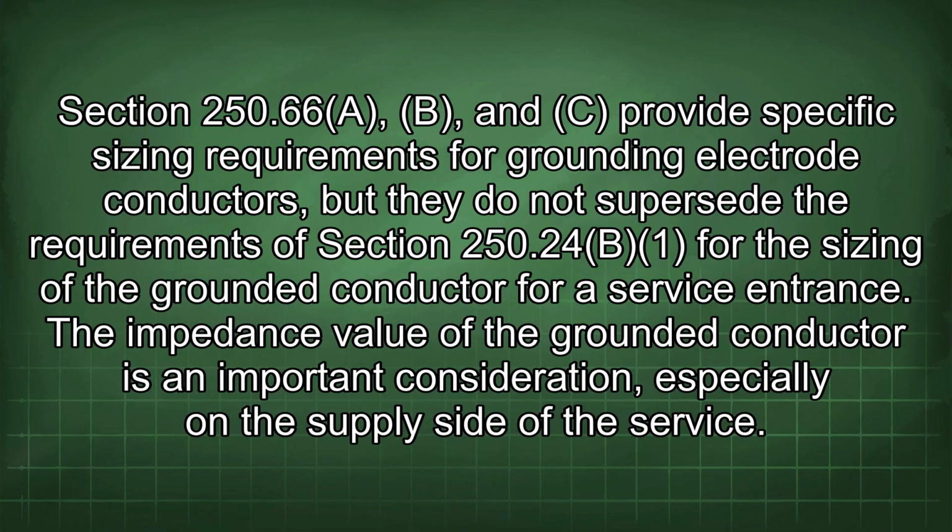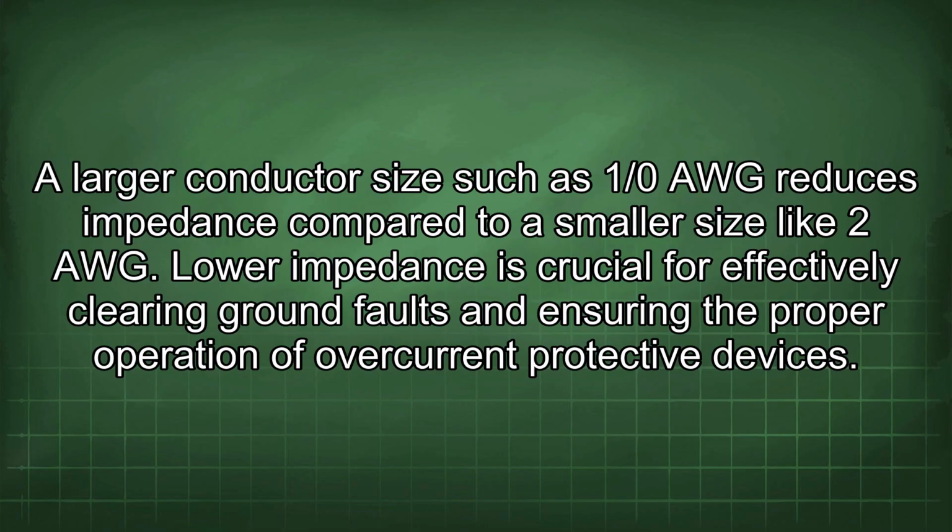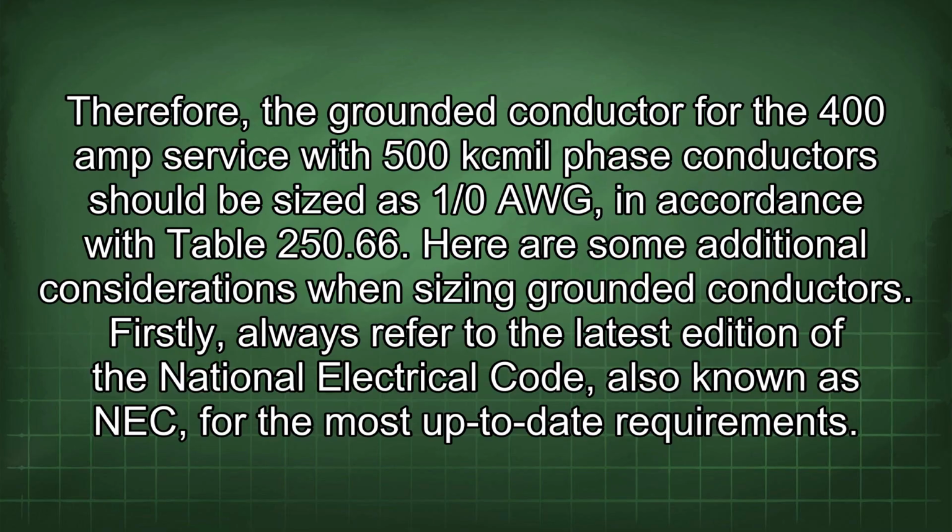The impedance value of the grounded conductor is an important consideration, especially on the supply side of the service. A larger conductor size such as 1/0 AWG reduces the impedance compared to a smaller size like 2 AWG. Lower impedance is crucial for effectively clearing ground faults and ensuring the proper operation of overcurrent protective devices. Therefore, the grounded conductor for the 400 amp service with 500 kcmil phase conductors should be sized as 1/0 AWG in accordance with Table 250.66.